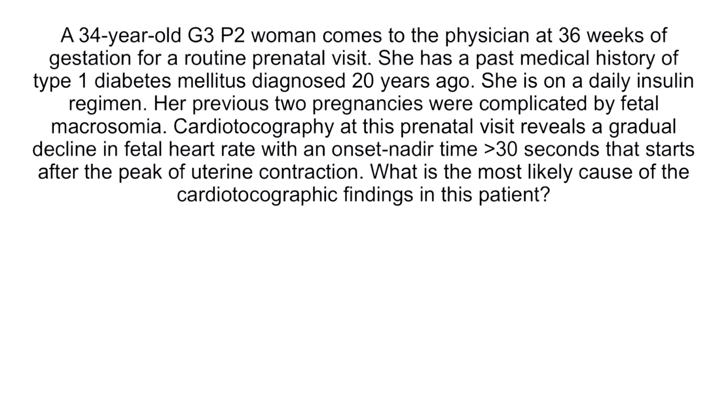All right, let's wrap up with a final question. A 34-year-old G3P2 woman comes to the physician at 36 weeks of gestation for a routine prenatal visit. She has a past medical history of type 1 diabetes mellitus diagnosed 20 years ago. She is on a daily insulin regimen. Her previous 2 pregnancies were complicated by fetal macrosomia.